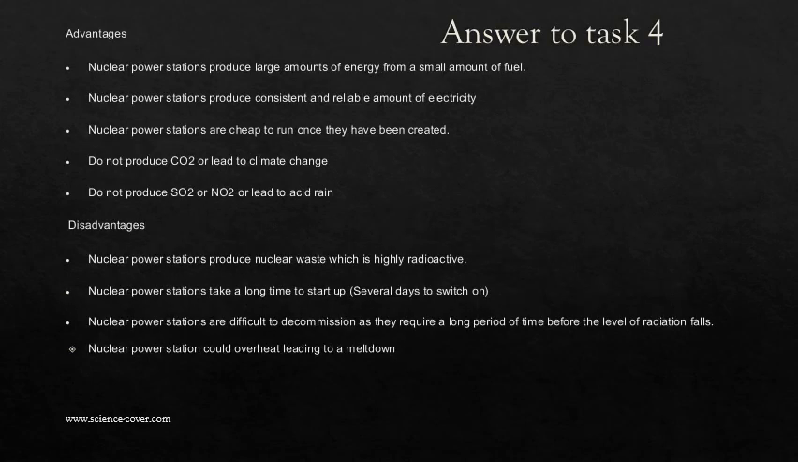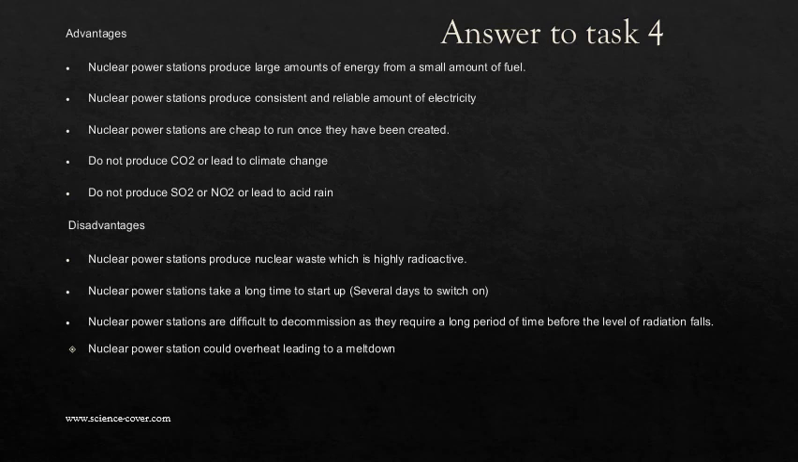So the advantages for nuclear power stations are that they produce a large amount of energy from a small amount of fuel. They produce consistent and reliable amounts of electricity. They're cheap to run once they've been created. They don't produce CO2 or lead to climate change. And they don't produce SO2 or NO2 or lead to acid rain.